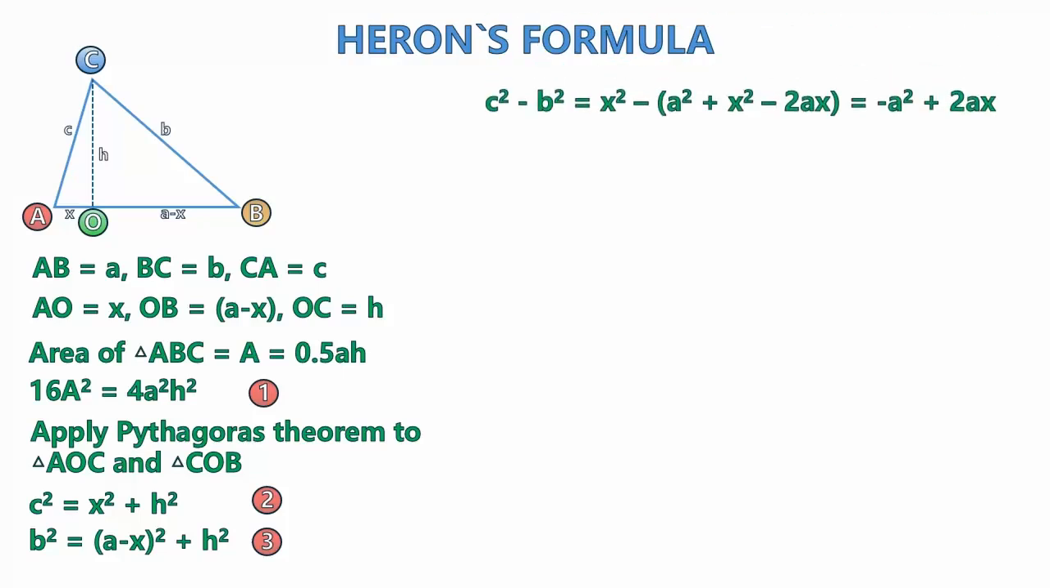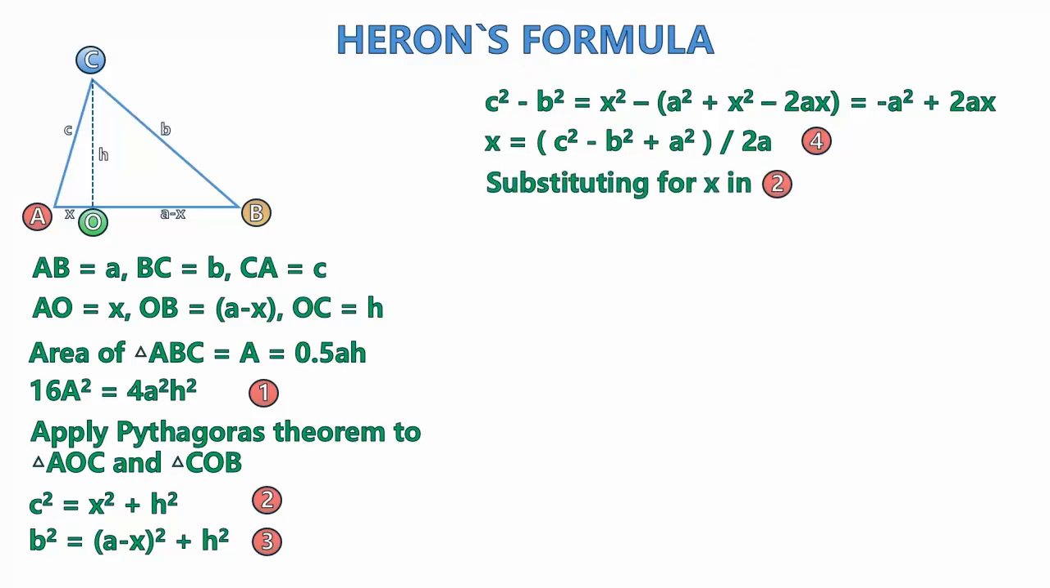So if we subtract equation 3 from equation 2, we get c squared minus b squared on the left hand side, and on the right hand side we get x squared minus (a minus x) whole squared, which when expanded gives us a squared plus x squared minus 2ax. Which means c squared minus b squared, the x squared and minus x squared will cancel out, and you will remain with minus a squared plus 2ax, which means x is nothing but (c squared minus b squared, when we move a squared to left hand side, we'll get plus a squared), this all in one bracket divided by 2a. That is equation number 4.